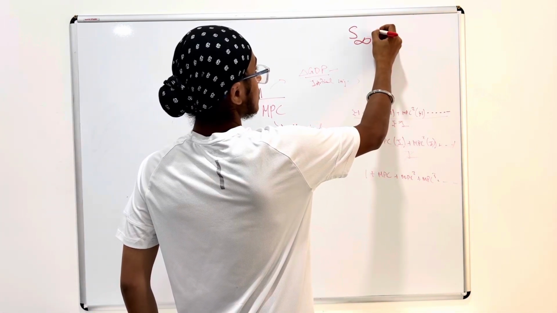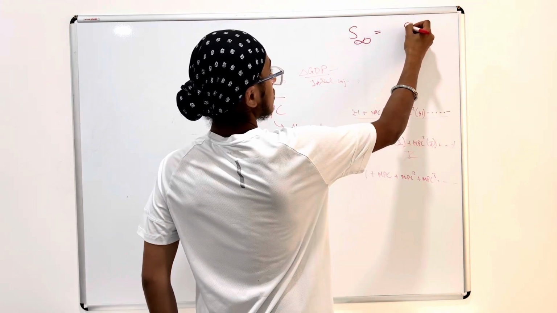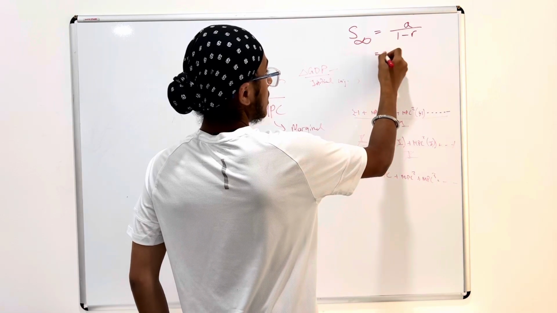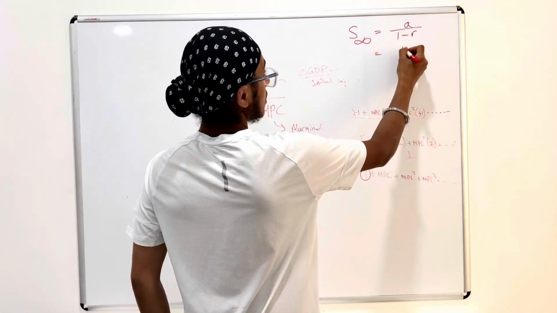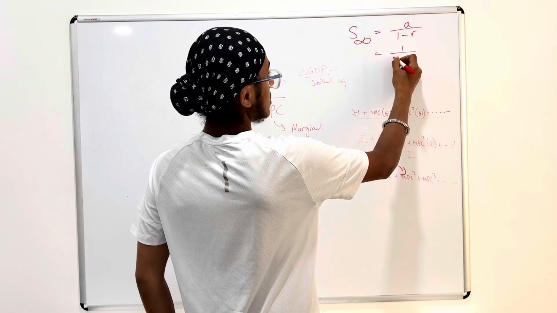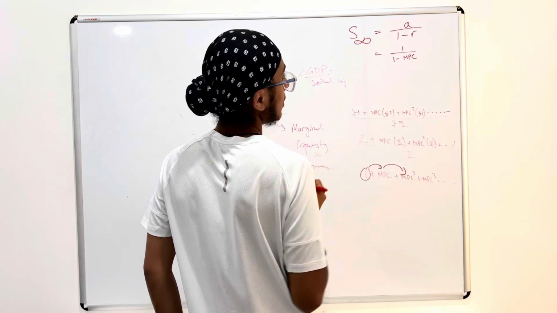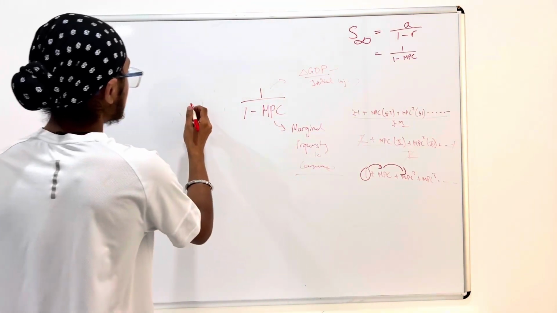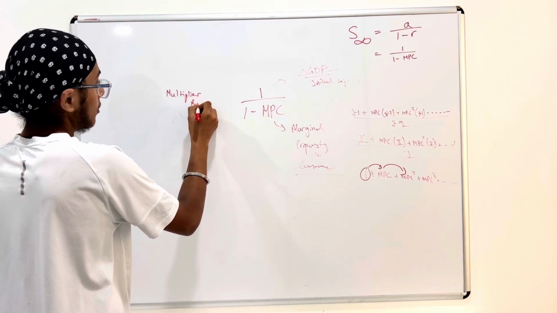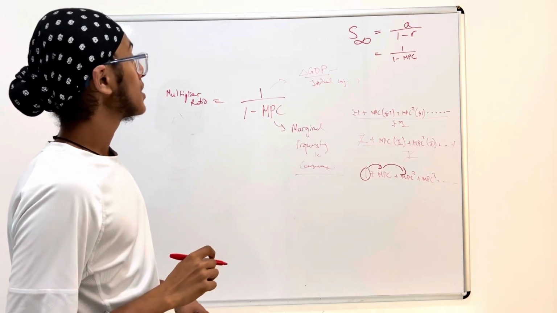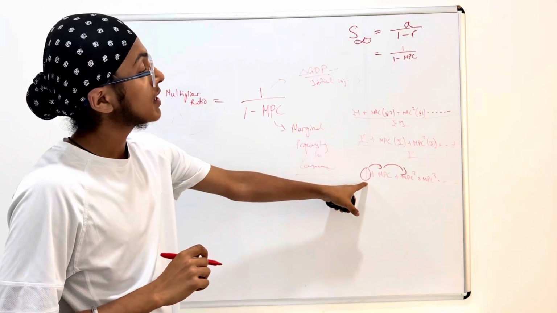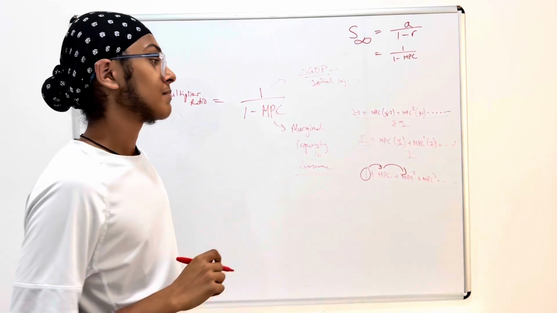So the sum of infinite terms in a series is the first term over 1 minus the common ratio. You can see the first term is 1. The common ratio that by which it multiplies is MPC. And hold on, that looks familiar. That is the multiplier ratio. So the multiplier ratio is basically the sum of an infinite series with the first term 1 and the common ratio as MPC.